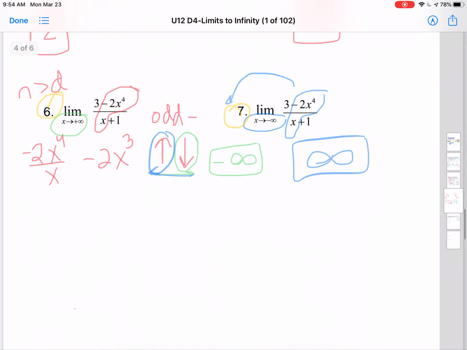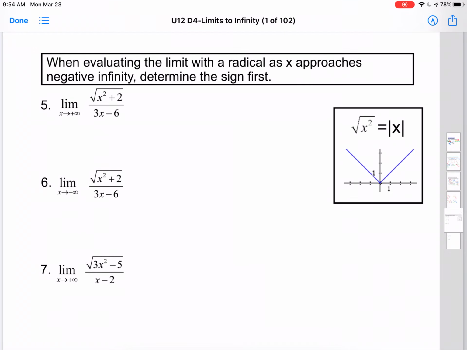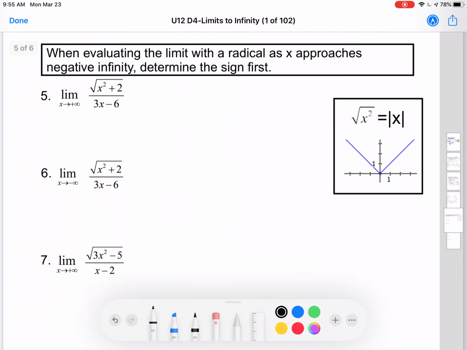Now, this next part's a little hard. I'm just going to show you. I'm not going to put this part on the test, but it is something I'm supposed to teach you, so let me just show you. And this should not be there.